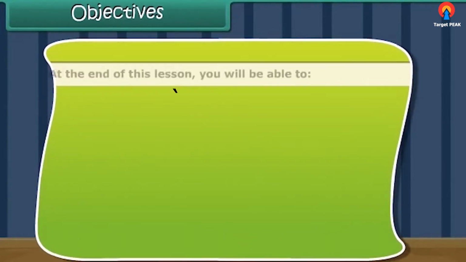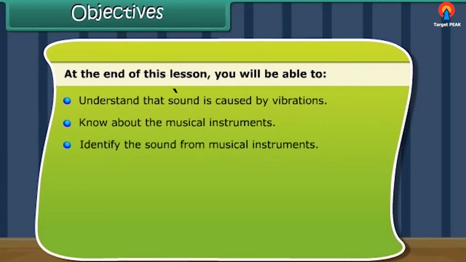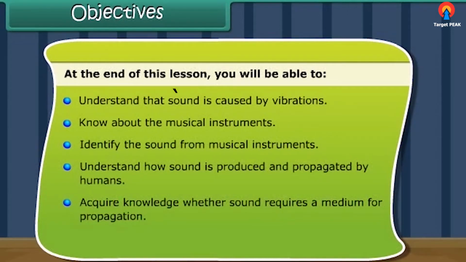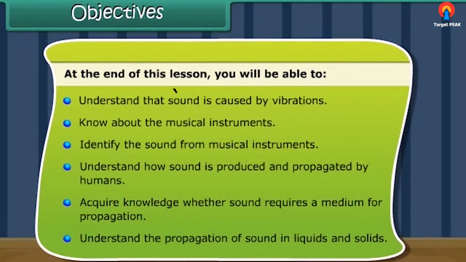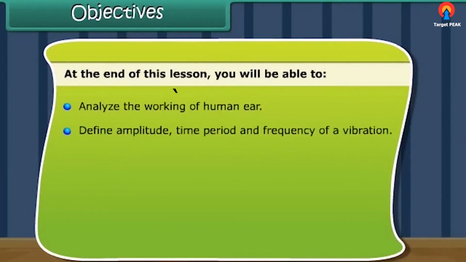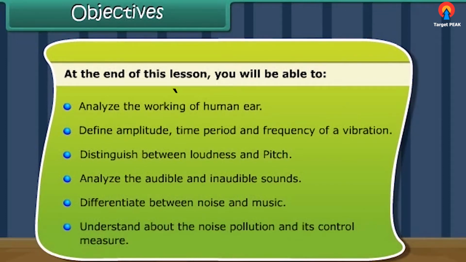Objectives. At the end of this lesson, you'll be able to understand that sound is caused by vibrations, know about the musical instruments, identify the sound from musical instruments, understand how sound is produced and propagated by humans, acquire knowledge where the sound requires a medium for propagation, understand the propagation of sound in liquids and solids, analyze the working of human ear, define amplitude, time period, and frequency of a vibration, distinguish between loudness and pitch, analyze the audible and inaudible sounds, differentiate between noise and music, understand about the noise pollution and its control measures.